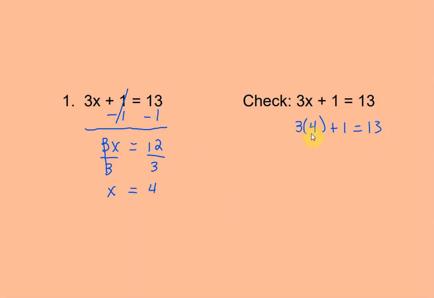All right, 3 times 4. Remember, if I have a number and a variable touching, that means multiplication. 3 times 4 is 12, plus 1 equals 13. Well, 12 plus 1 does equal 13. So that tells me that my solution of x equals 4 is correct.